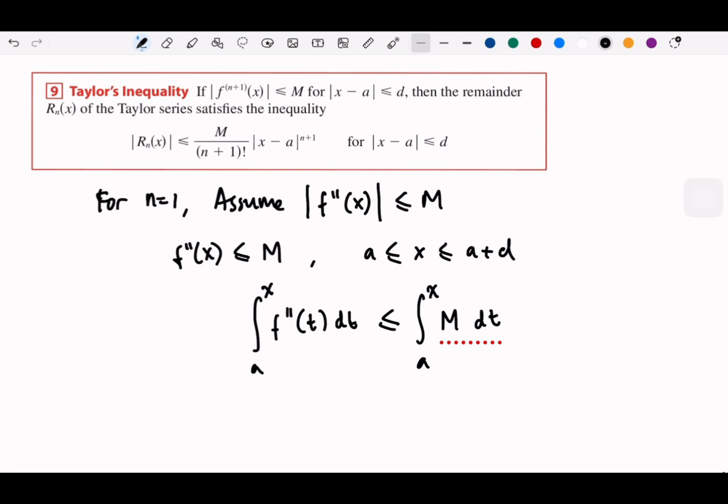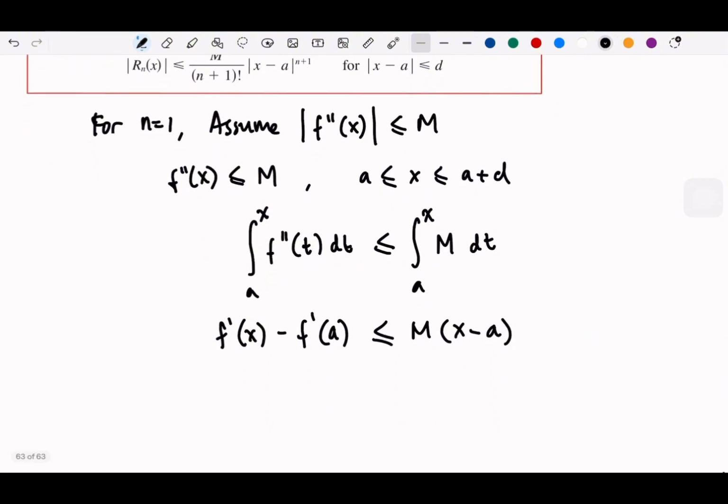If we integrate the f double prime, it will result in the f prime, right? So we can write f prime of x minus f prime of a is less than or equal to, and M is just a constant, a regular value, so this will be M(x - a). Or we can write f prime of x is less than or equal to f prime of a plus M(x - a). Now let's integrate once more, so we can get the f from the f prime.